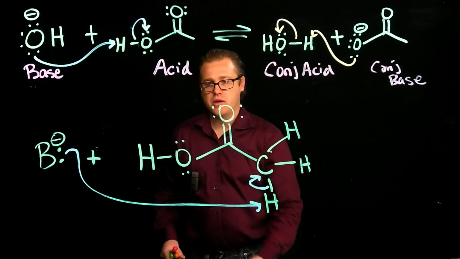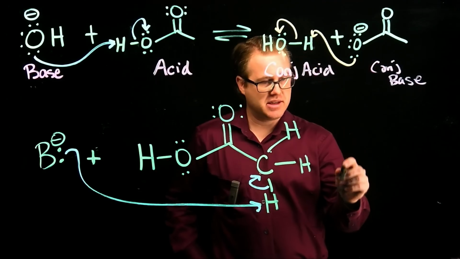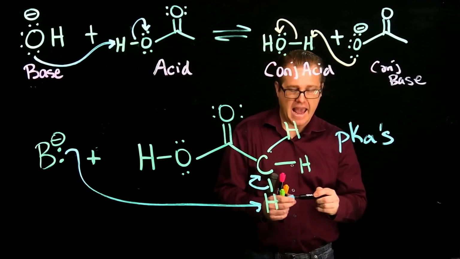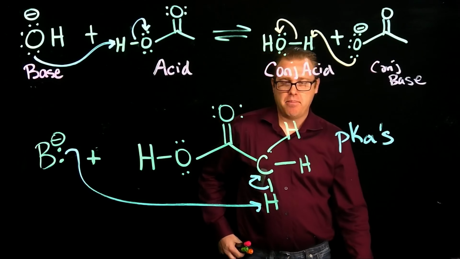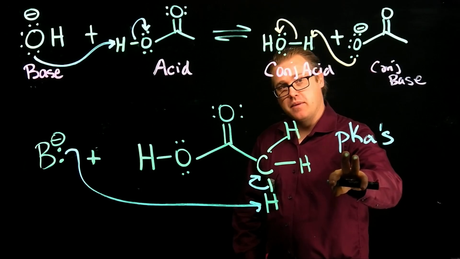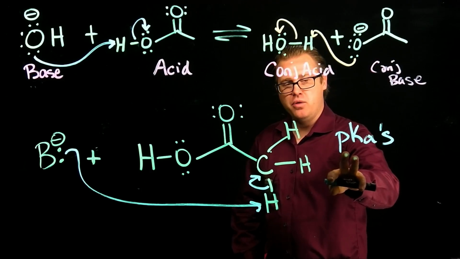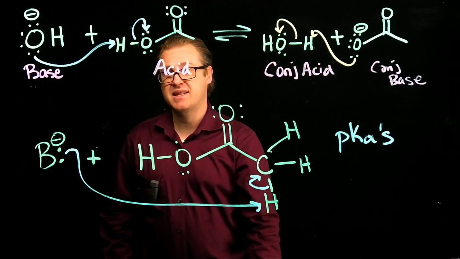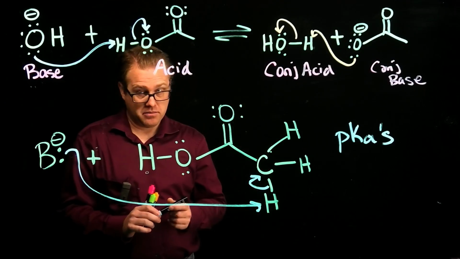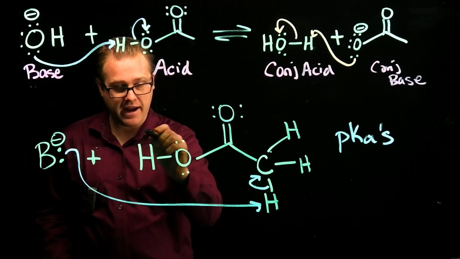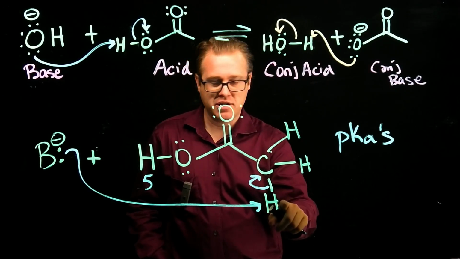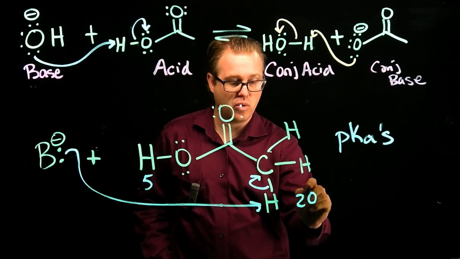Well, to answer that question, it has to come to this idea called pKa's. pKa values are values that give you a number. And that number is going to tell you which proton is the most acidic. And we're going to jump into what pKa's mean, but just to show you here, this hydrogen right here has a pKa of approximately 5. And the pKa of this hydrogen right here has a pKa of approximately like 20.